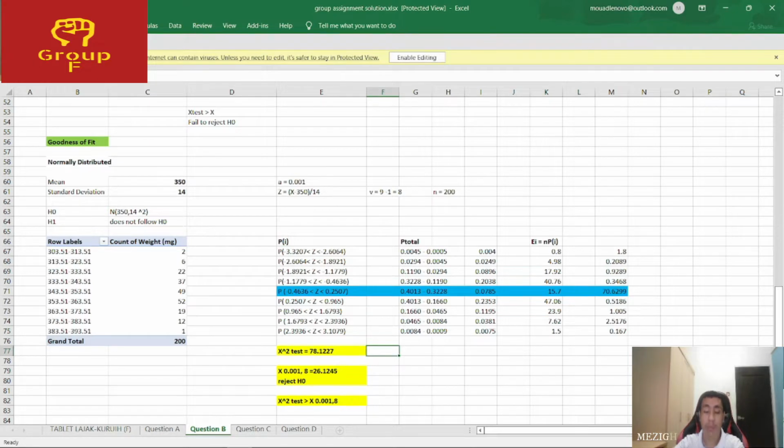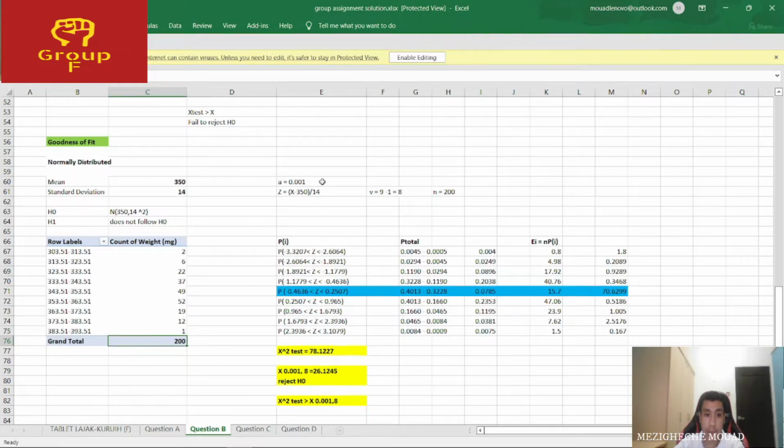I'm going to present for question B. As we know here, for our weight it ranges from less than 303 and more than 383, and we count the frequencies for our parameters here. We had here our frequencies, and we have the total here. N is going to be our N, and as we have 9 parameters here, our V is going to be 9 minus 1, which is going to be 8.